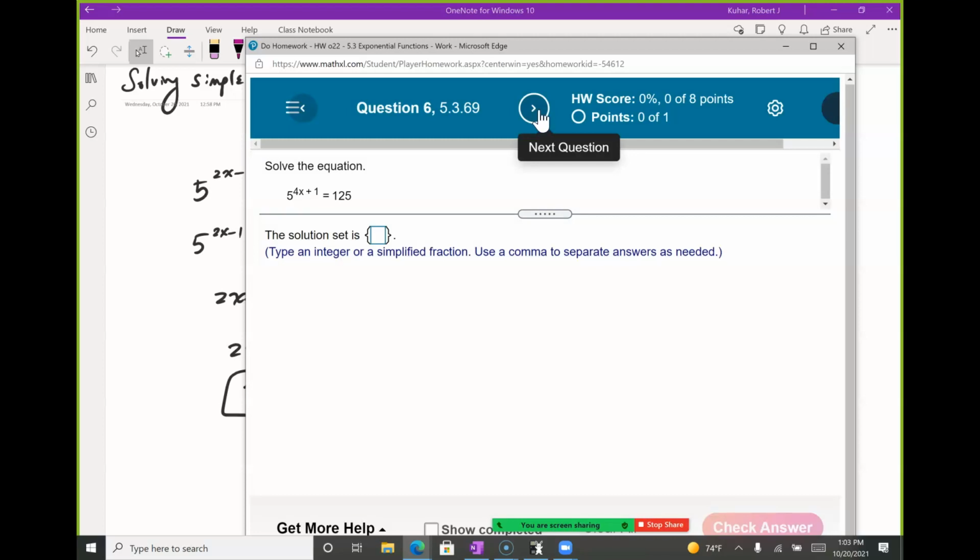So there's a 4x plus 1. 125 is 5 cubed, right? Let's do one more here. There we go.